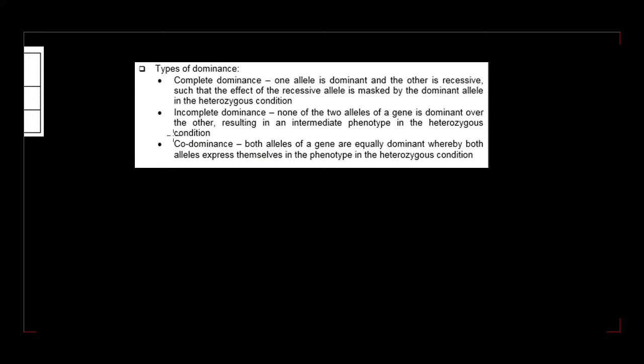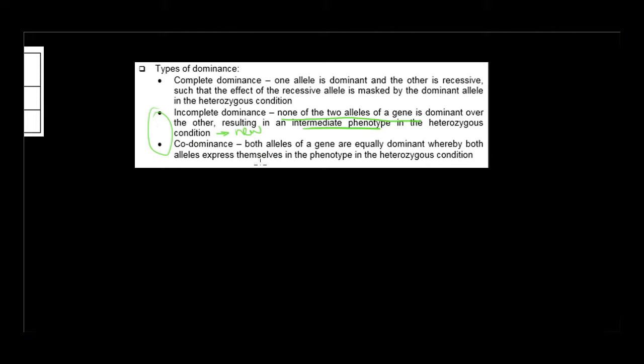In the previous video, we looked at some monohybrid crosses with complete dominance. Now we are going to look at incomplete dominance and codominance in the following videos, and then what their genetic crosses will look like. So what is incomplete dominance? Neither of the two alleles of a gene is dominant over the other, resulting in an intermediate phenotype in the heterozygous condition. So basically, we are creating something new.